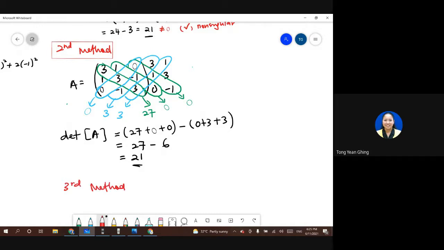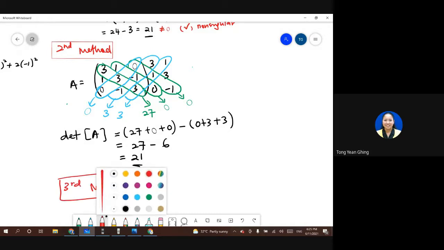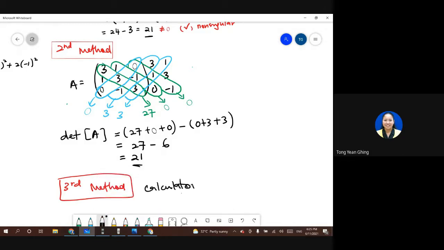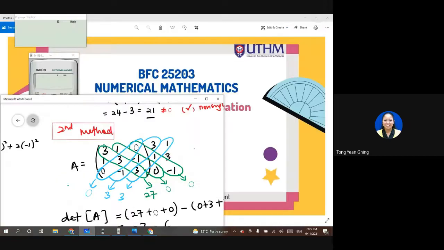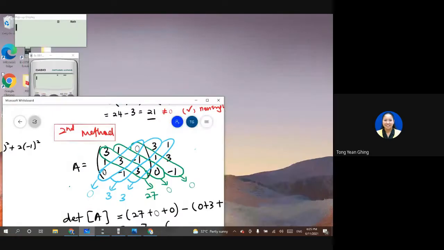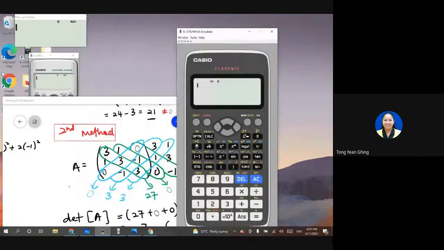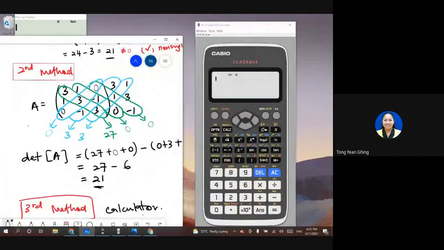To find the determinant, we can use a calculator. Okay, so let's do it using the calculator, using this matrix. I will key it in. For this calculator, we have to choose matrix. Matrix is number 4 here.